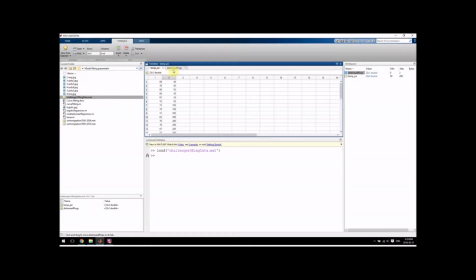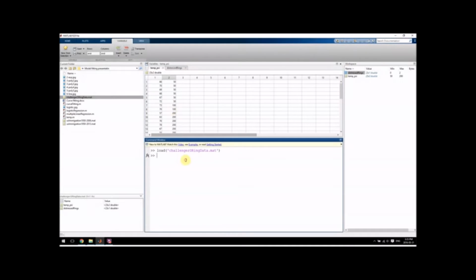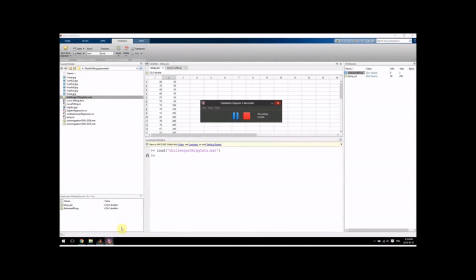So anyway, just take a look at this data and see if you can create a linear model to predict the number of distressed rings based on the temperature and the pressure. Let's go ahead and pause the video and we'll come back in a minute.